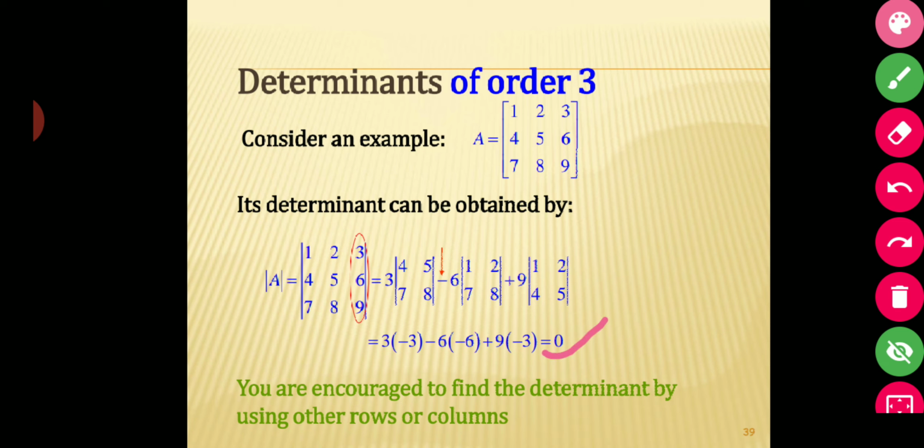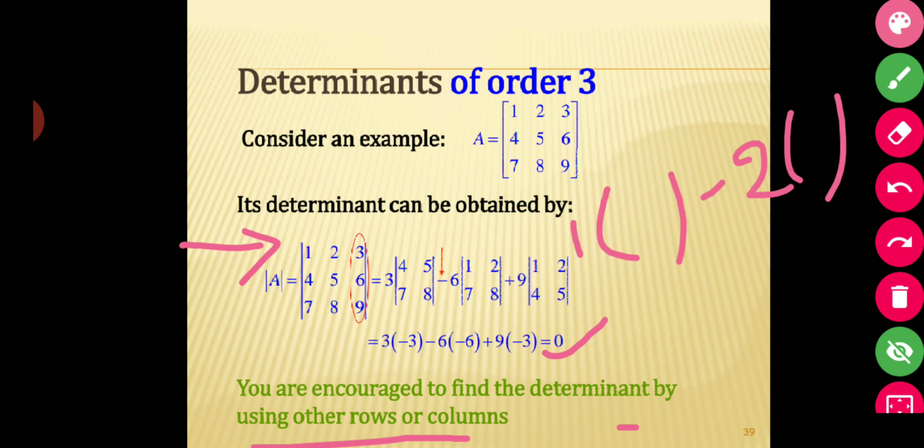You are encouraged to find the determinant using either a row or a column. Similarly, you can expand this determinant along the first row, that is 1 with its values here, minus 2 with its values, and plus 3 with its values.